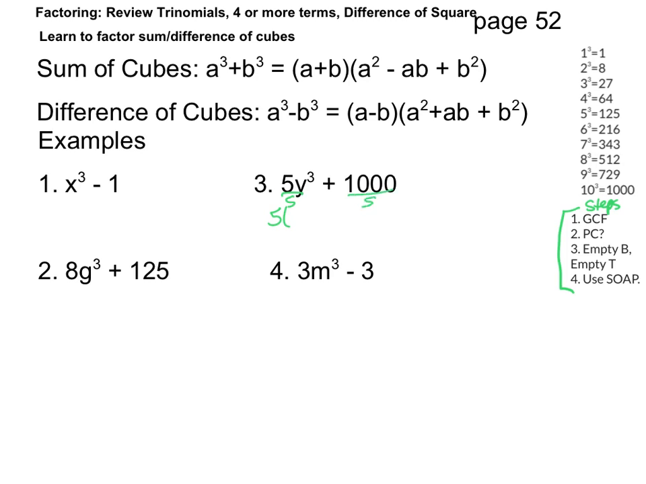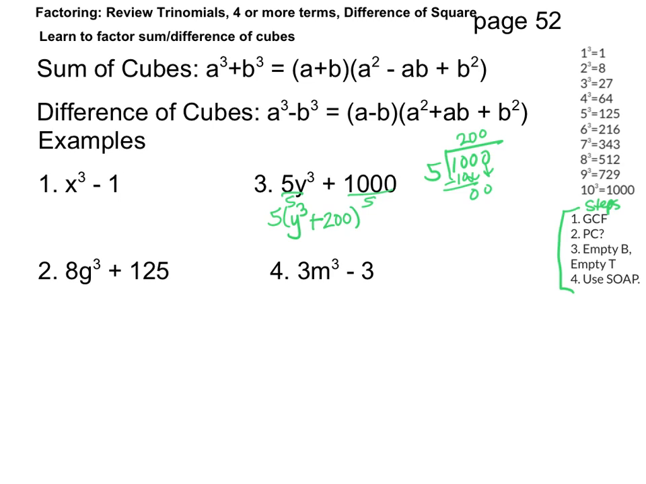Five y cubed divided by 5 is y cubed. 1,000: 5 goes into 10 two times. Bring down your 0. 5 goes into 0 no times. And bring down your next 0. 5 goes into 0 no times. So that's 200.